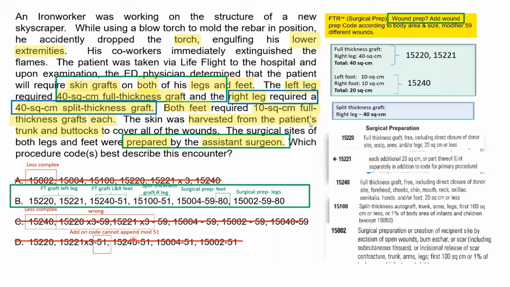Now we have done the skin preparation also, for which we have the code 15004 for the feet, and 15002 for the legs. Remember, the feet and the legs are in different body groups. This is a very important understanding one must have. And then we are putting the modifier 80 because it is the assistant surgeon.